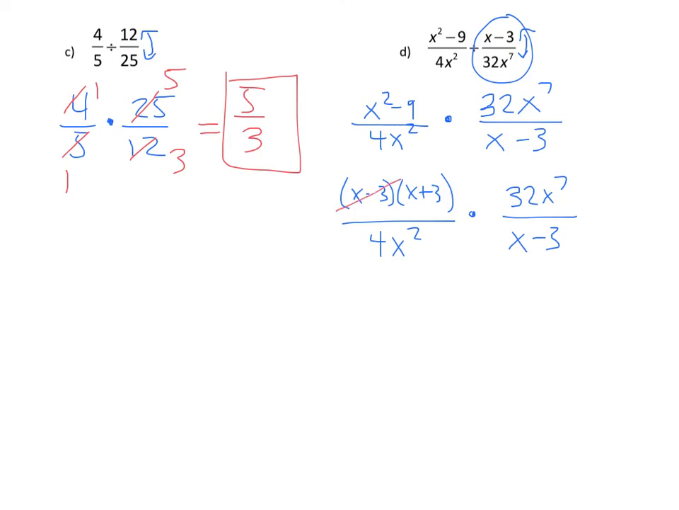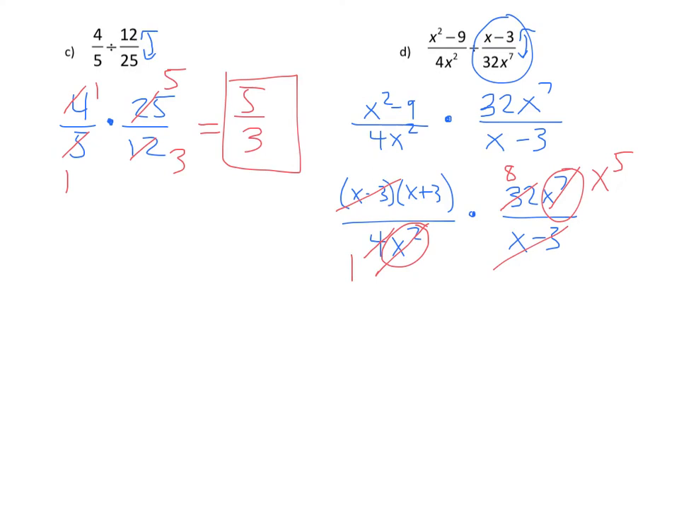The x minus 3's can cancel. I can simplify the 32 on the top with the 4 on the bottom, divide them both by 4. I get 1 here, and 32 divided by 4 is 8. And then I can also simplify the x squared on the bottom with the x to the 7th on the top. Subtracting the exponents, I'll get x to the 5th left on the top. So the x squared is going to cancel out on the bottom, and this is going to become x to the 5th. And I think that's everything.